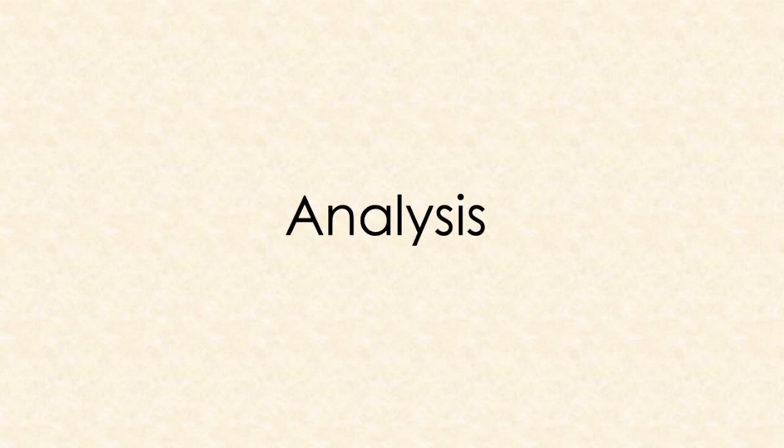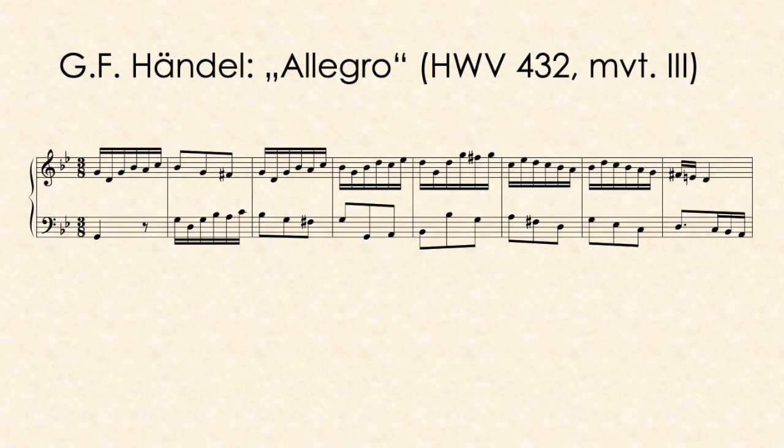Instead of showing you charts with inverted intervals, I want to show two short opening sections that are based on the same simple interval skeleton, composed by two great composers. The first one is a typical example for a two-voice Inventio type keyboard piece. It is the beginning of a movement from a suite in G minor by George Frideric Handel.